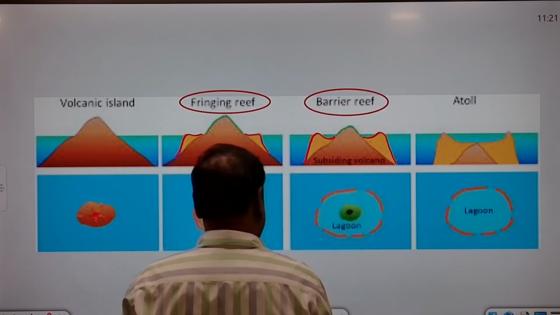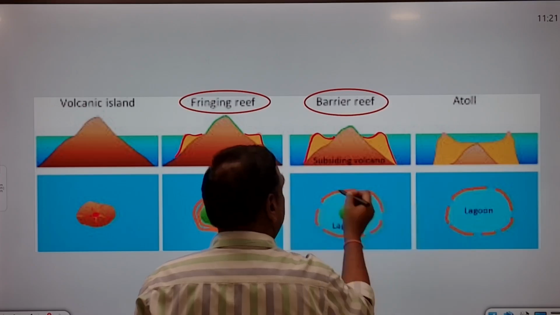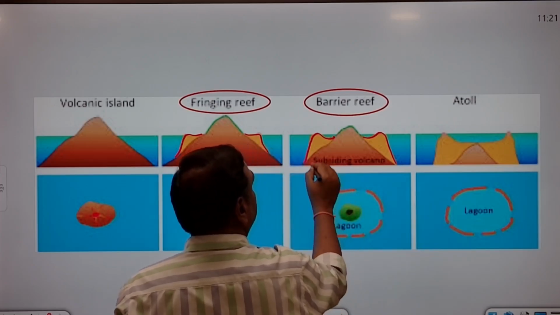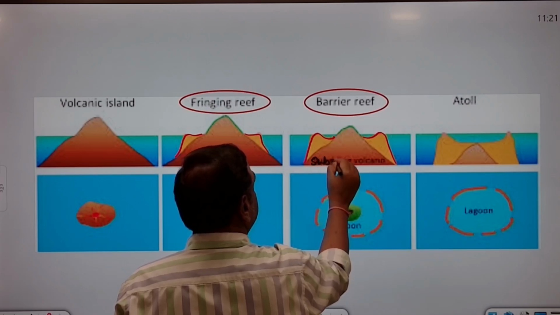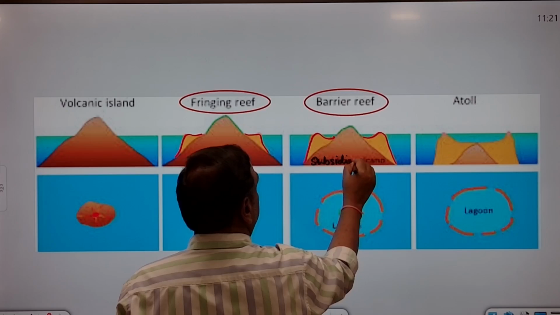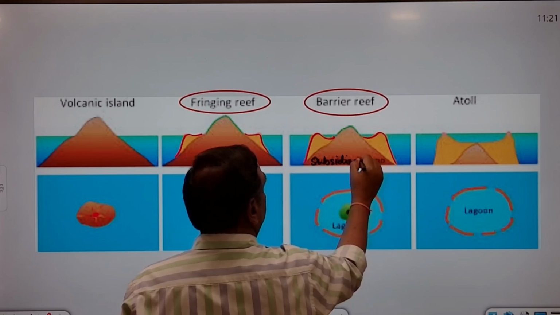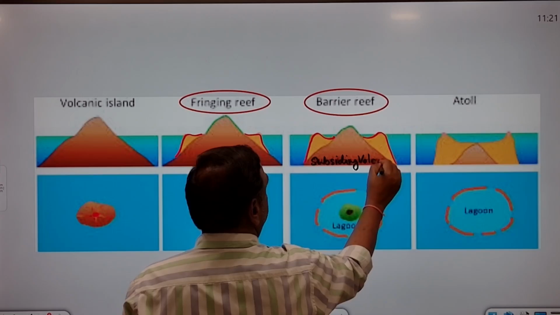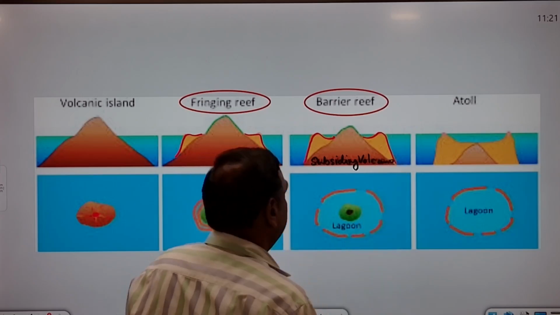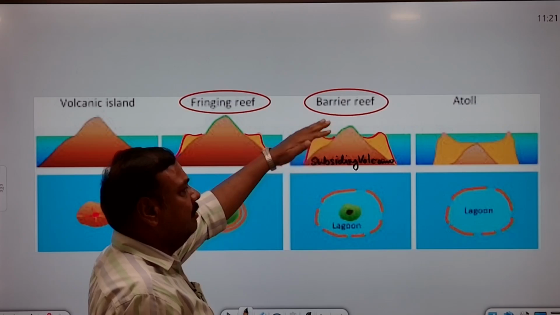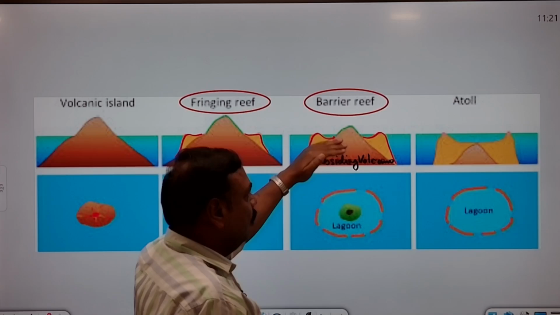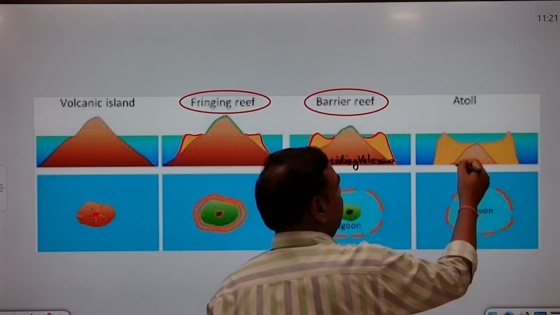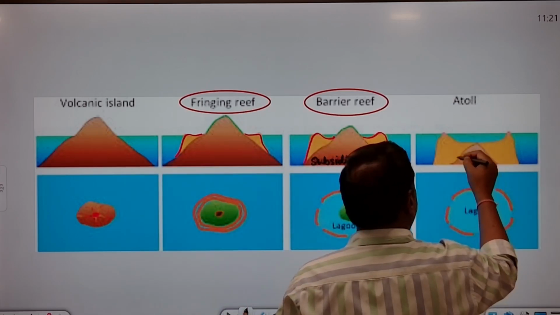It is written here, subsiding volcano, right, or subsiding volcanic island, right? So the volcanic island is subsiding here.